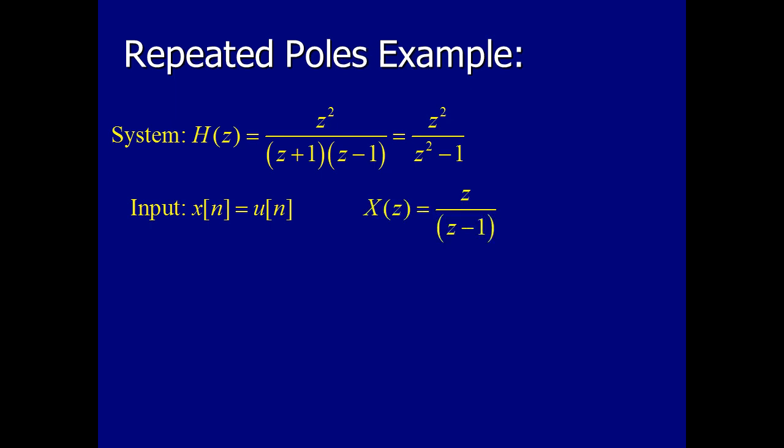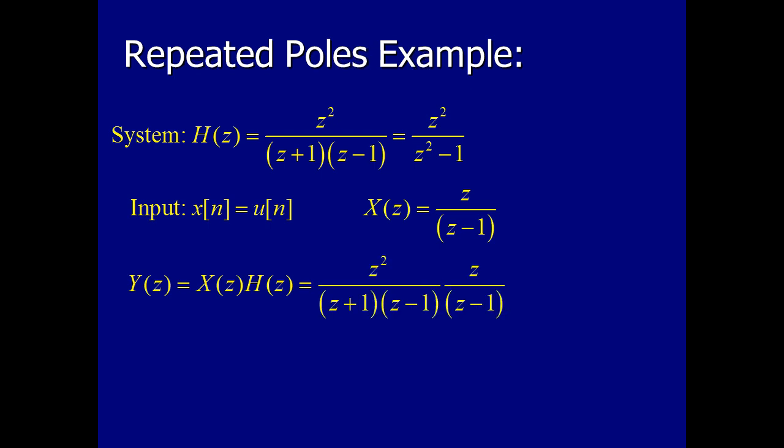So we'll do convolution using transform multiplication, which means I need x of z, the z transform of the input signal, which is z over z minus 1. We're going to multiply that by h of z. So now we have this product. And if we combine terms, our x of z times h of z, which is the output z transform, is going to be z cubed over z plus 1 times z minus 1 quantity squared. Now I've got that repeated root.